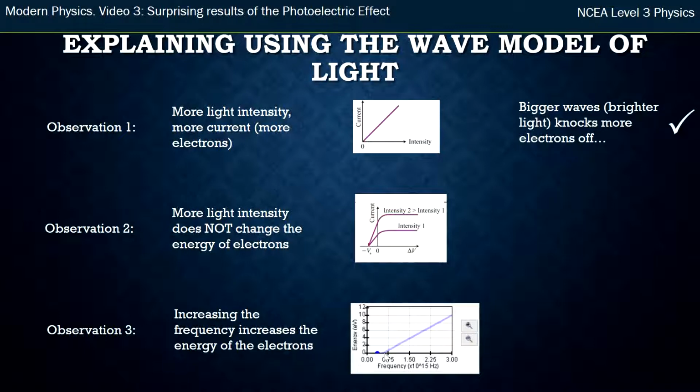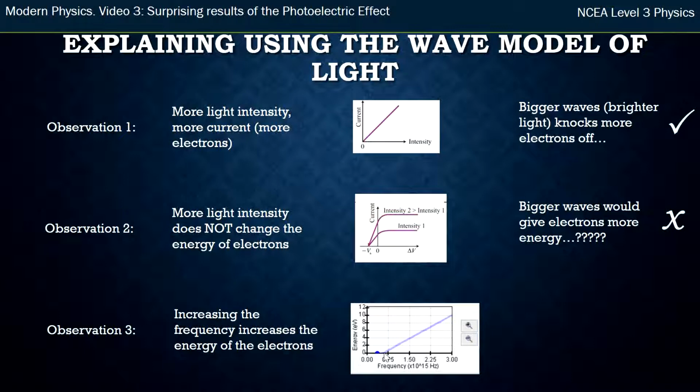What about the next one? The more light intensity does not change the energy of the electrons. So think about a wave hitting a beach, and bigger waves, surely that would hit the sand away further, give the sand more energy. So I feel like that's not really explaining the fact that what we actually see in the photoelectric effect is that if we change the intensity, it doesn't change the energy of the electrons. So I would think that bigger waves would give the electrons more energy if I'm thinking about waves. So that's not really explainable using our wave model.